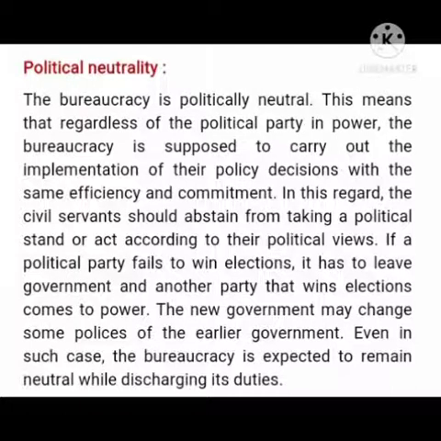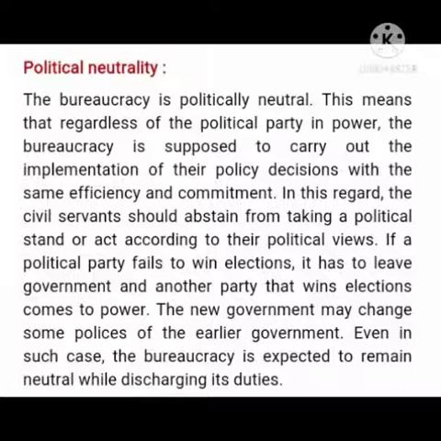Political neutrality means working without any partiality. If a political party fails to win elections, it has to leave government and another party that wins elections comes to power. The new government may change some policies of the earlier government, and in such a case the bureaucracy is expected to remain neutral. The bureaucracy is supposed to carry out the implementation of the policy decisions with the same efficiency and commitment.